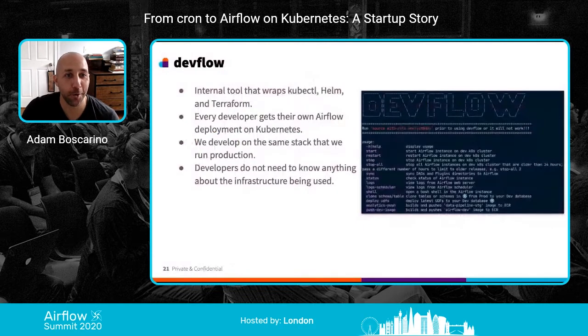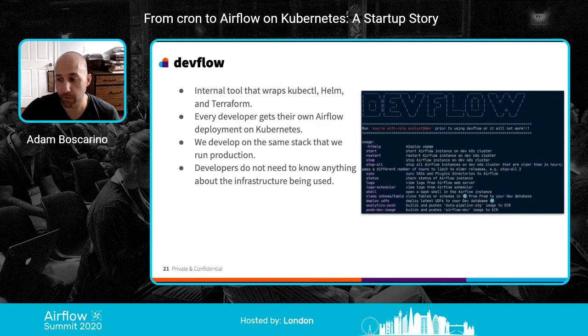So Devflow is an internal tool that wraps the Kubernetes command line, Helm, and Terraform. You can see it there on the right with some fancy ASCII art that I put in to make it look a little more professional. It allows every developer at Devoted Health to spin up or down their own personal Airflow development instance on Kubernetes. This means that every developer is getting an exact replica of our production deployment and using the exact same stack. So this completely eliminates the problem of environmental parity.